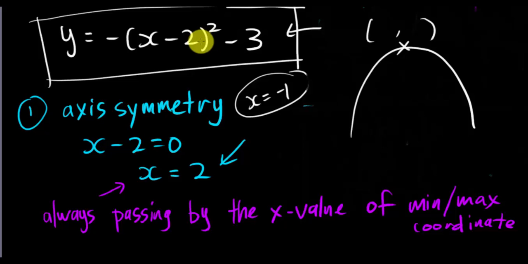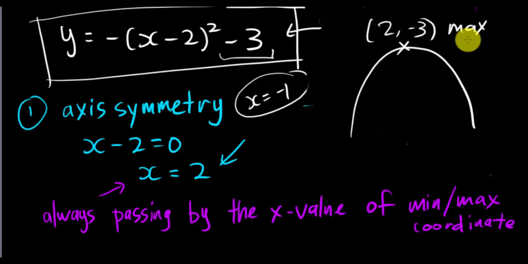You just use the opposite sign. If this is negative 2, this one will be positive 2. If this is positive 2, this one will be negative 2. Must always be opposite sign. And then your y value is the only number left outside, which here is negative 3. Yes, this is your maximum coordinate. So this is another very important reason why you want to do completing the square, because you are trying to find the maximum or minimum point.